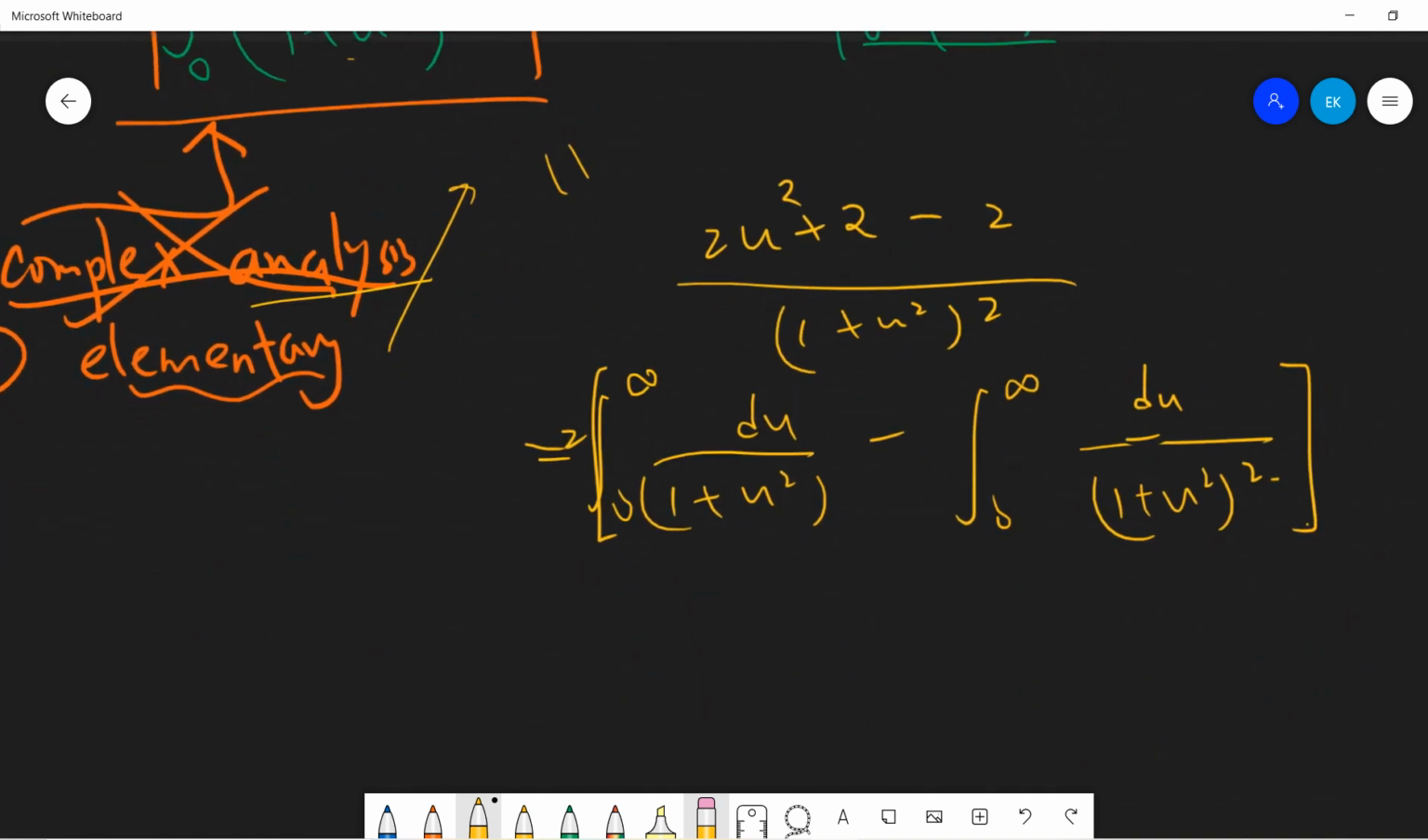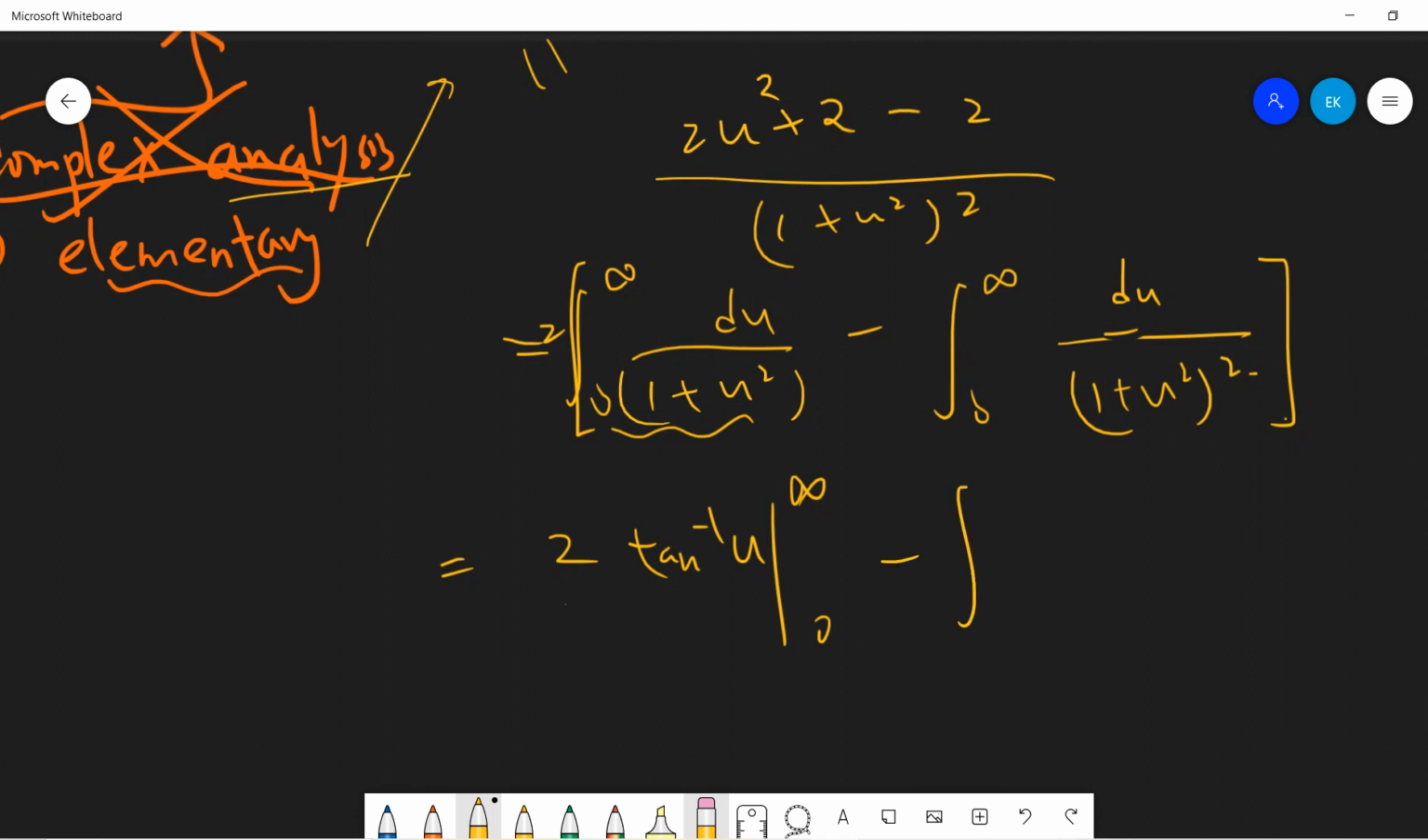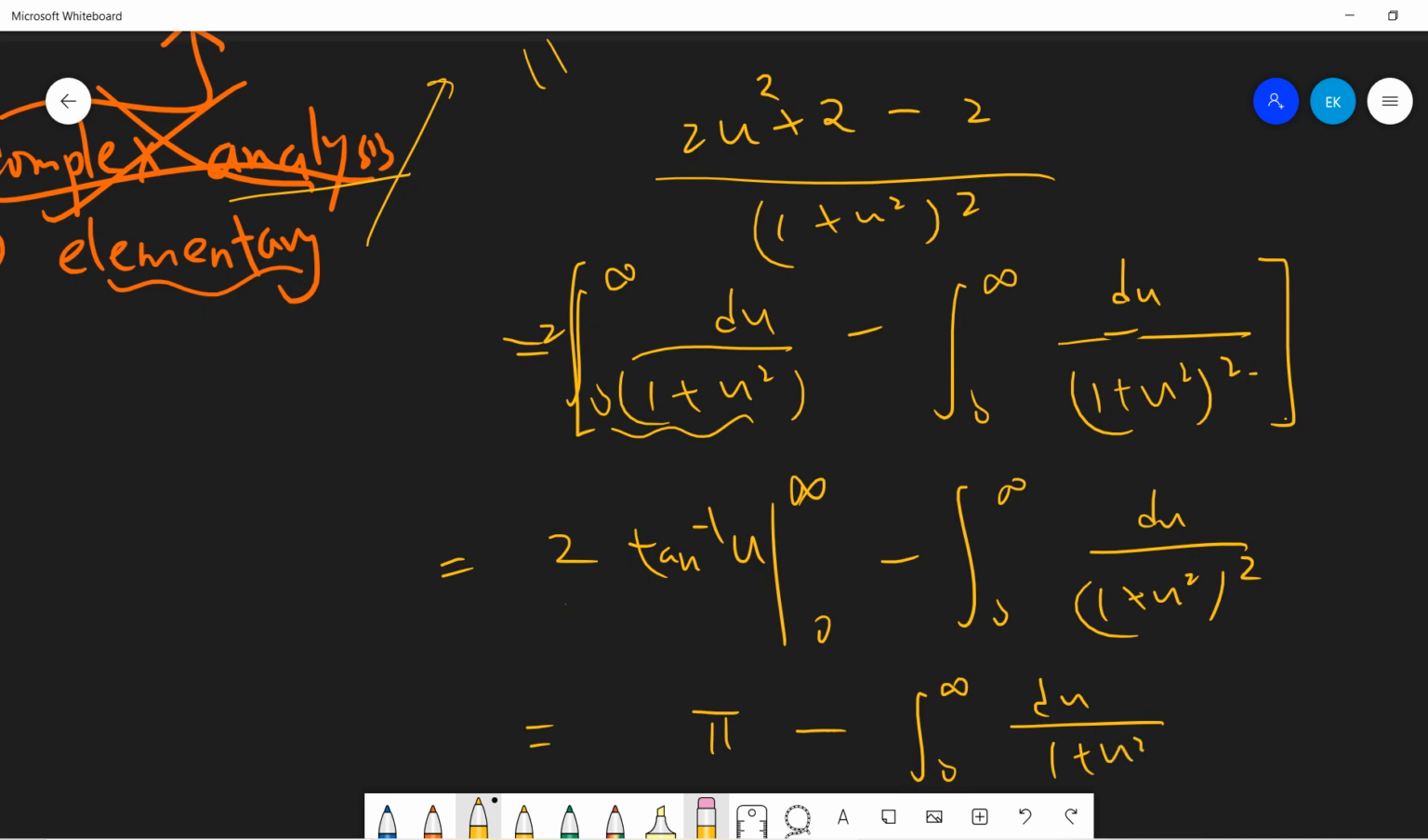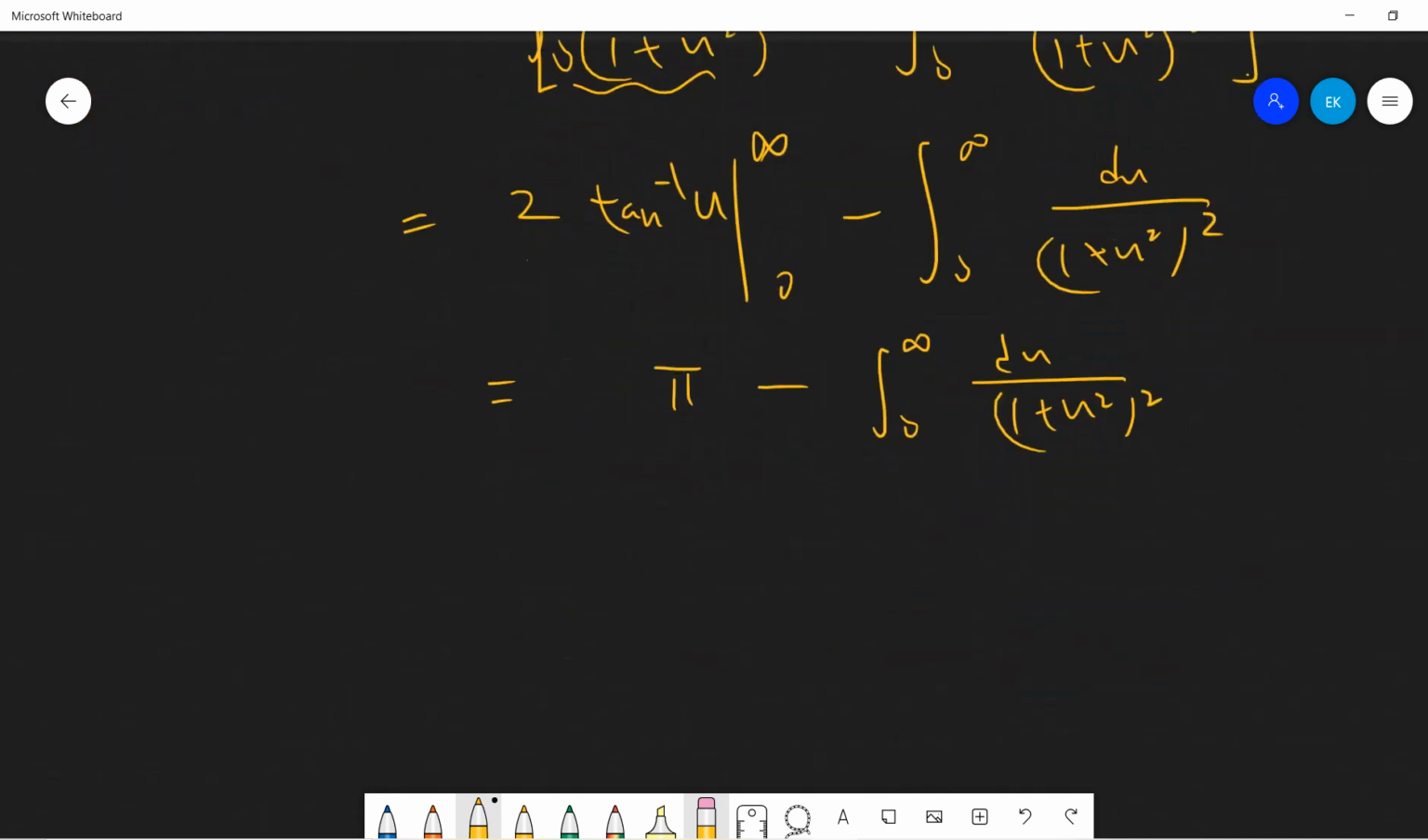This term is arctangent u, from 0 to infinity. So this is pi over 2, times 2, minus the following term, the integral from 0 to infinity of du over 1 plus u squared squared. When you put in infinity, you get pi over 2. So you get pi minus the integral from 0 to infinity of du over 1 plus u squared squared. Finally you need to find it.